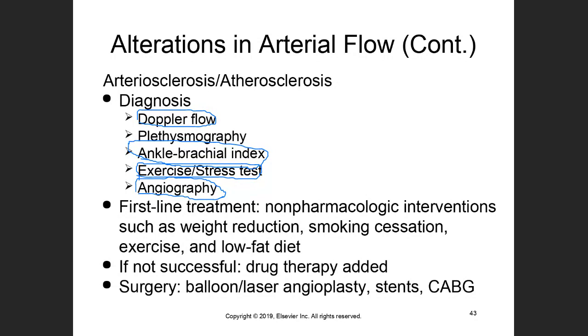First line treatment is non-pharmacological interventions such as weight loss, smoking cessation, exercise. And if not successful, then you have to give medication. Okay, and surgery, you could do the stents, angioplasty, or CABG. That's the CABG.